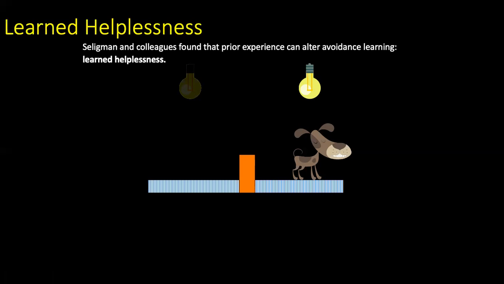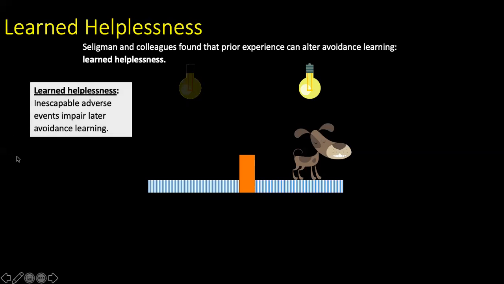what they found related to learned helplessness is that prior experience with different types of situations can alter avoidance learning. In particular, they looked at this idea of learned helplessness. That is, if you put an animal in an inescapable adverse environment, it can impair their ability to later learn to avoid negative stimuli.